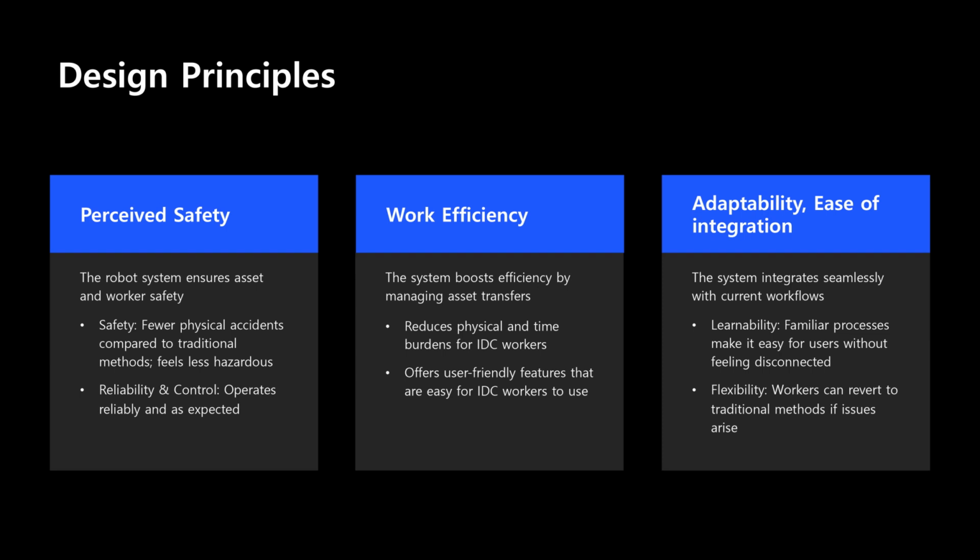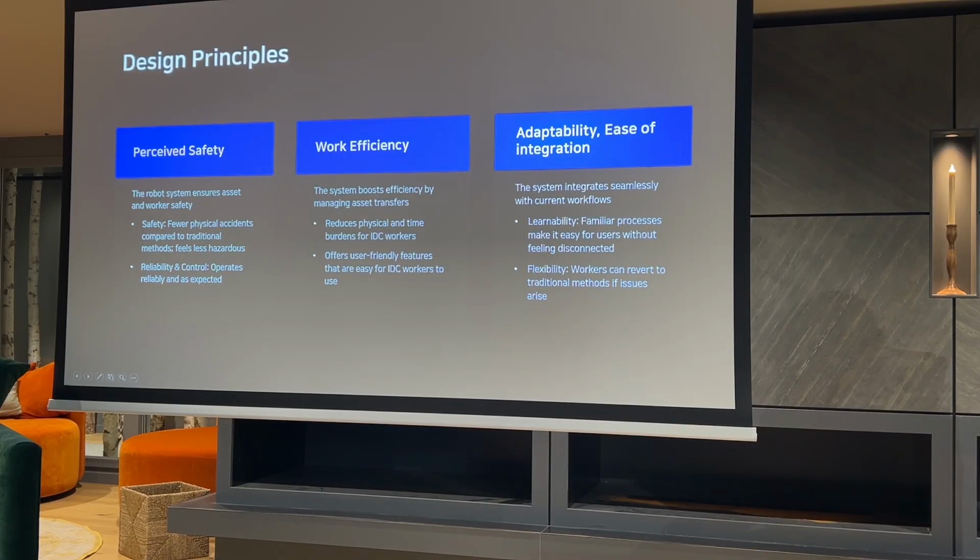The first one is improving perceived safety. Protecting both assets and the workers is the top priority in a data center. Technology-wise, the robot must ensure physical safety, and from the interaction design view, workers should feel safe and secure when using it. And the second value is work efficiency.